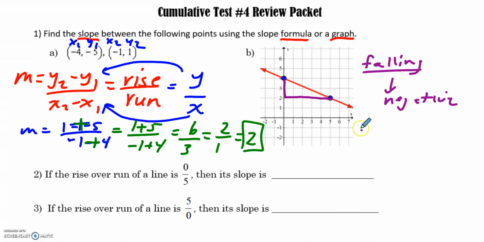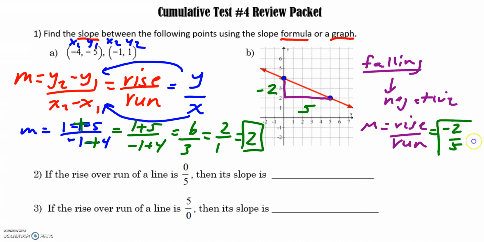Because remember, slope, again, is always rise over run. So if we think about how much we're rising, in this circumstance, we're really falling 2 units. And then we're going over to the right, 1, 2, 3, 4, 5 units. 5 is always positive when you go to the right. So my slope would be a negative 2/5.